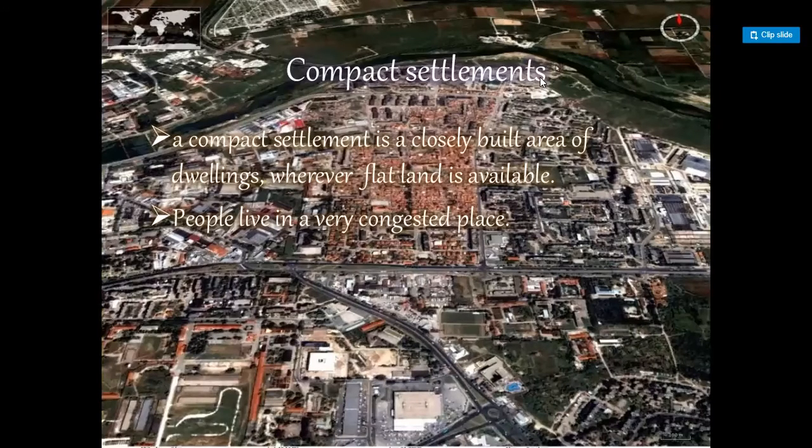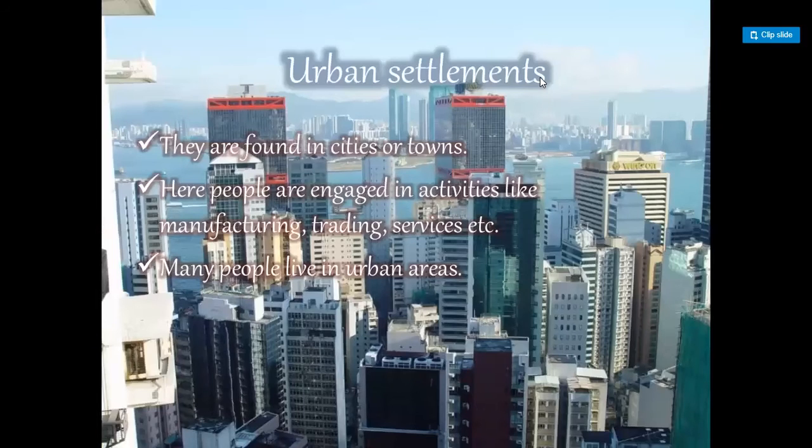Next is compact settlement. A compact settlement is a closely built area of dwellings wherever flat land is available. Here, it is a very congested place. People might be living in flats which are built one above another. Urban settlements. They are found in cities or towns. Here, people are engaged in activities like manufacturing, trading, services, etc., as the word urban refers to the cities. Many people live in these urban areas. These areas are highly populated.